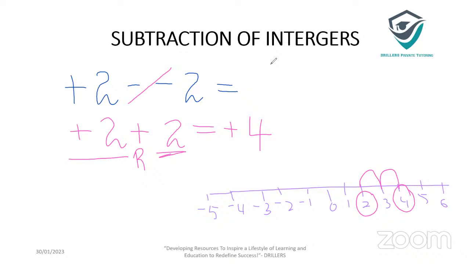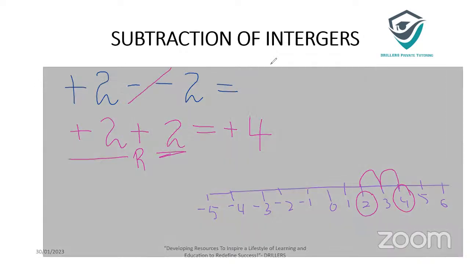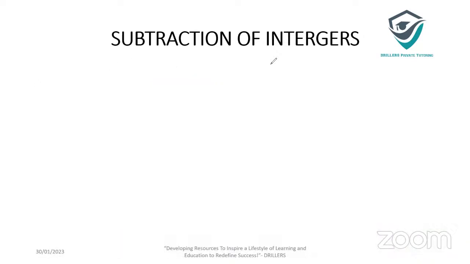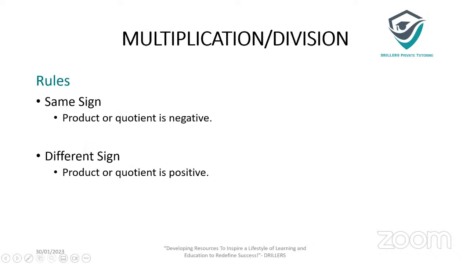Using a number line is one way to verify that the answer you've worked out for your integer problem is correct. So now we're going to look at multiplication and division. Of course we have rules, just like addition and subtraction.